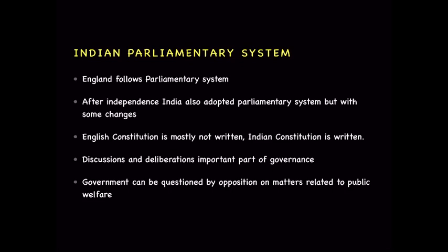Before India became independent, India was under the British rule, and Britain or England follows parliamentary system. When India got independence, India decided to follow parliamentary system. Why? Because people were already comfortable with the system. However, some changes were made in the parliamentary system, keeping in mind conditions which existed in India.